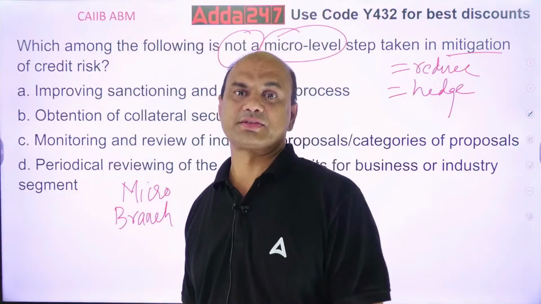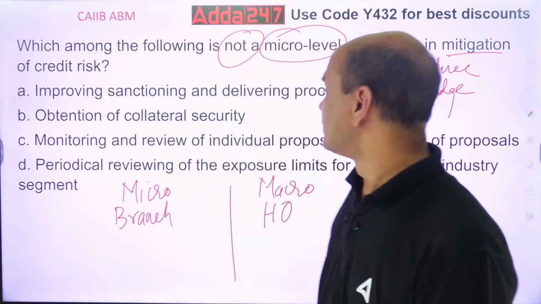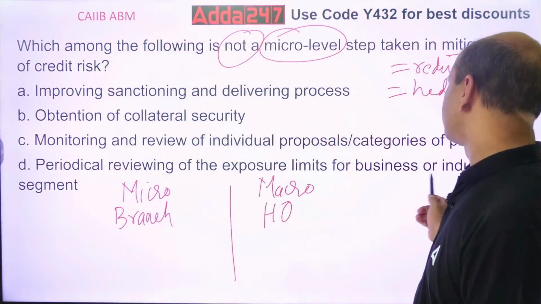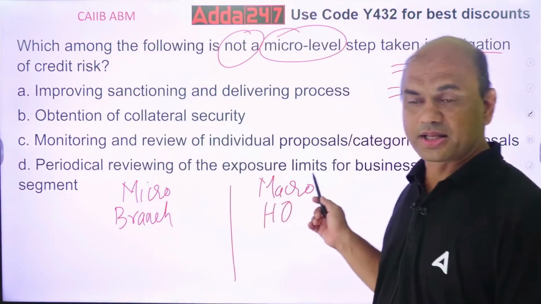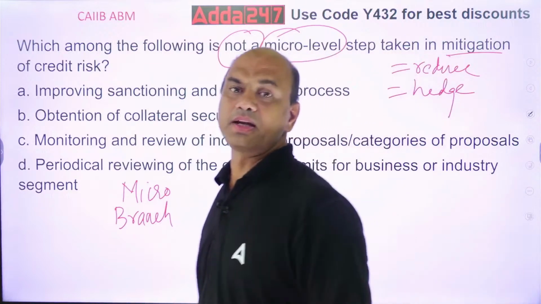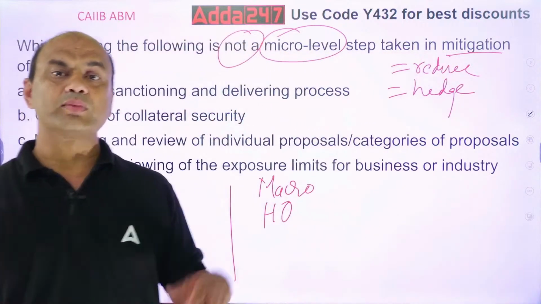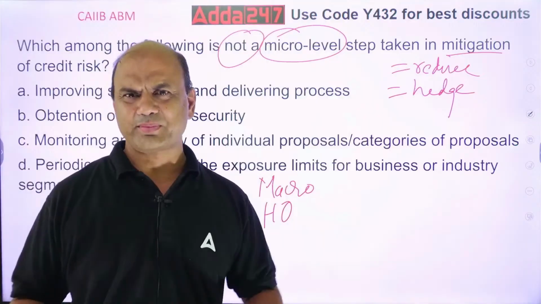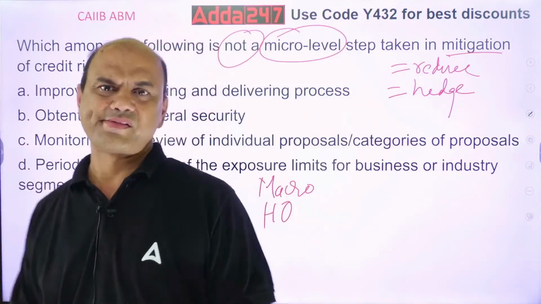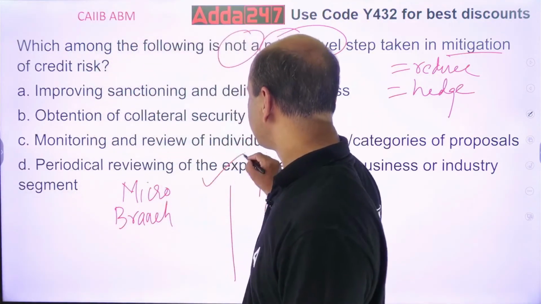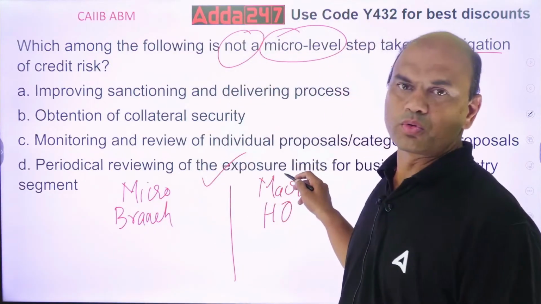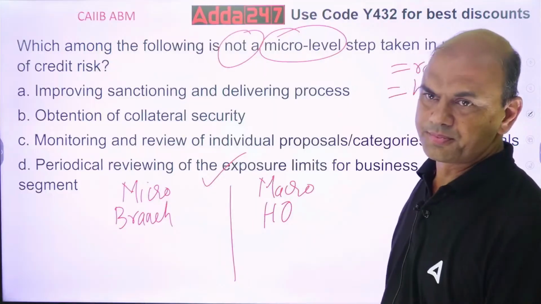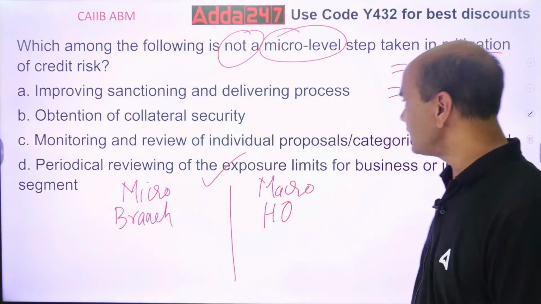Covering the risk. So, look at this: review of exposure limits for the business. This is a part of what? This is a part of HO. Will this be done at HO level or at a branch level? The overall banking portfolio, will a branch do this? No. So, this is a part of macro, not micro. Got it? Clear?